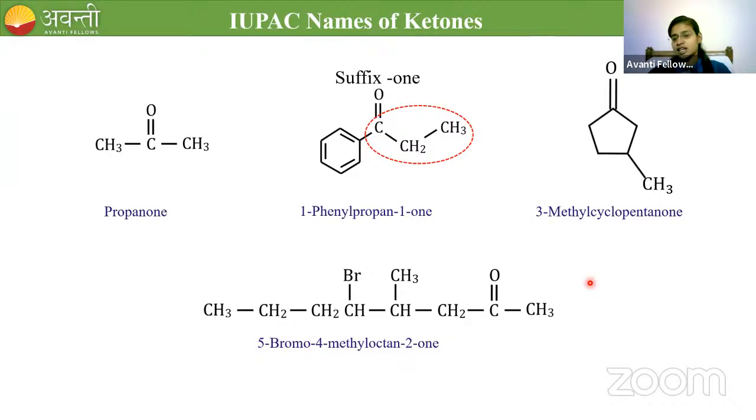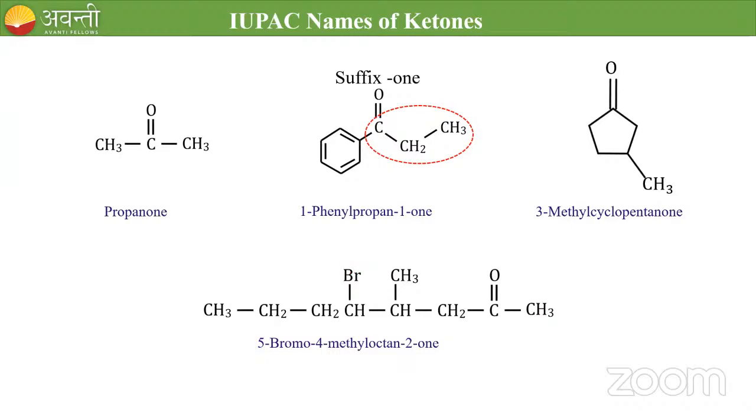It is correct. So we have to go from left to right. CH3 has to take number 1, and this is 2, 3, 4, 5, 6, 7, 8. To the fourth carbon, we have bromine. So we have two substituents: one is methyl and the other one is bromo.